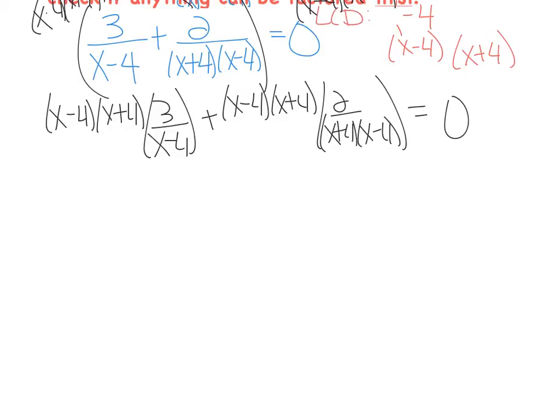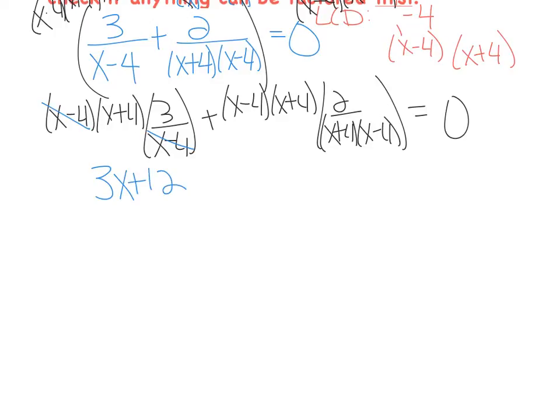Okay, so looking at what I'm left with, we're going to go back and cancel out our denominators. Now this part's actually going to be easy because all you really have to do is look just at your denominators. So this x minus 4 will cancel out with that x minus 4. I'm left with 3 times x plus 4. So if I distribute that 3, we have 3x plus 12.